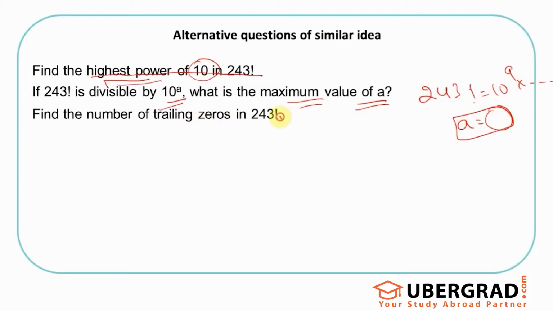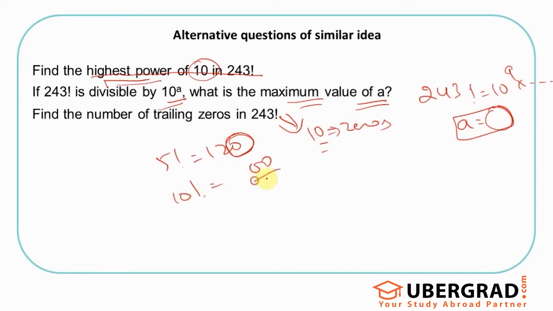This is something special to 10, like zeros actually. Trailing zeros: what is 5 factorial? I have one trailing zero, right? Something like 10 factorial would have two zeros, some number and then two zeros. So these are the trailing zeros they're talking about. Fundamentally, the 10 is like having 10 power 1, right? So this is 10 square. So they're asking me to find the same thing: how many trailing zeros, or the highest power of 10, are in this.